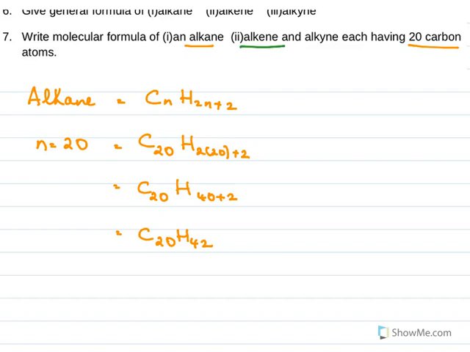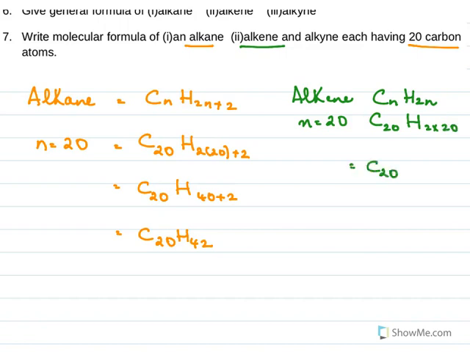Next we have to find an alkene with 20 carbons. So we have alkene, formula CnH2n. Here n is 20, so C20H2 into 20. C20H40 will be an alkene with 20 carbons.